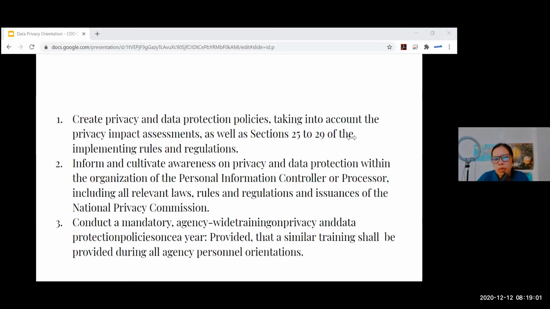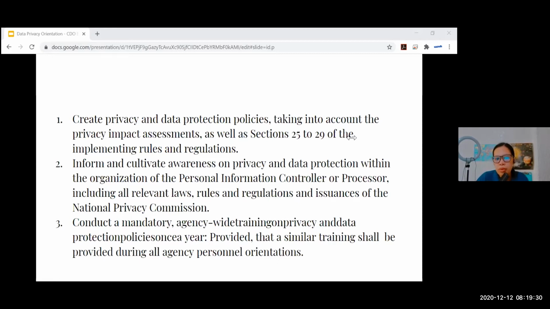Another thing is we also have to inform and cultivate awareness on privacy and data protection within the organization. Eventually, you are startups, but when everything goes well, when you're really big, you'll have to ensure that you cultivate this privacy awareness to your people. Either you're a controller or a processor, but later on I'll explain to you what those two roles are.